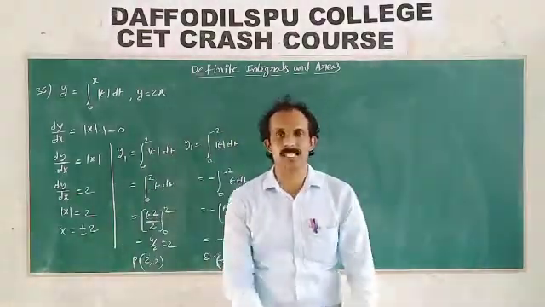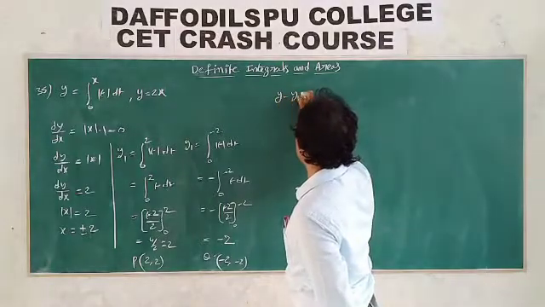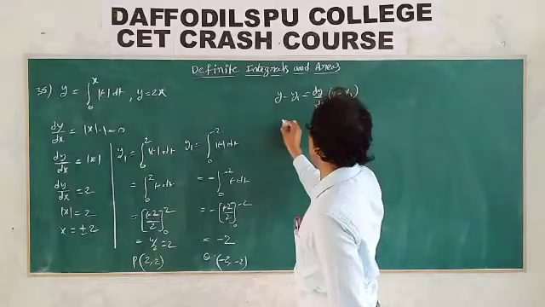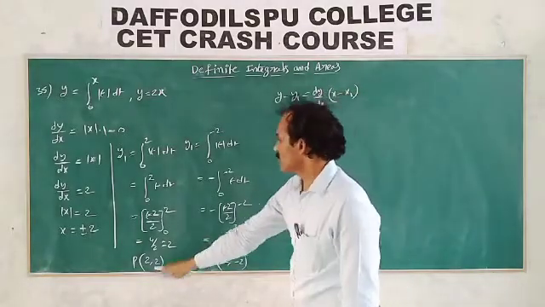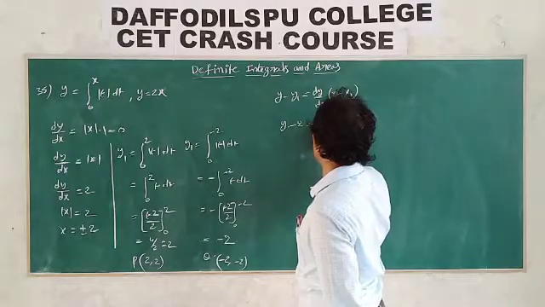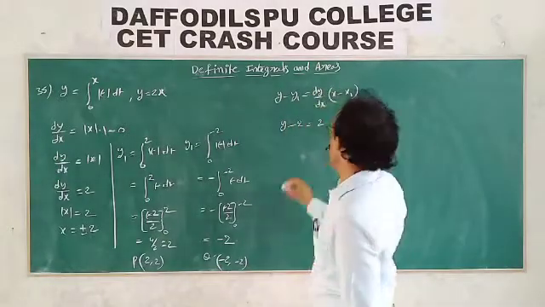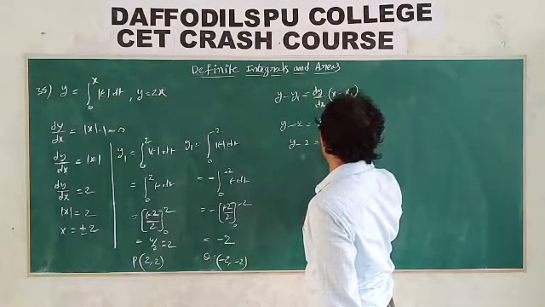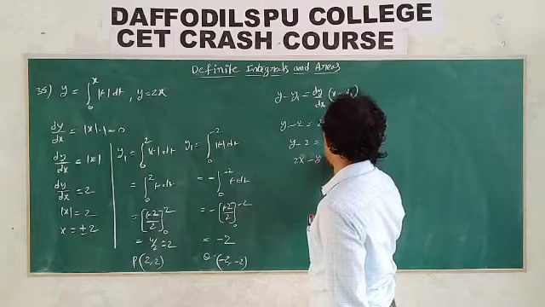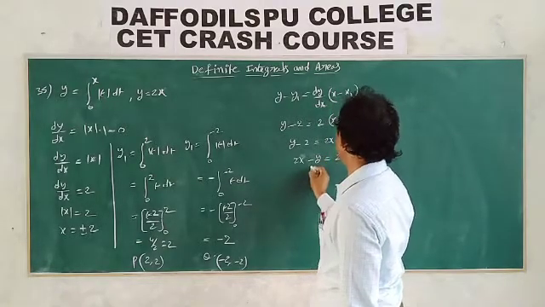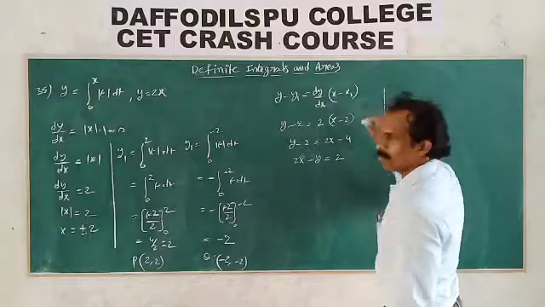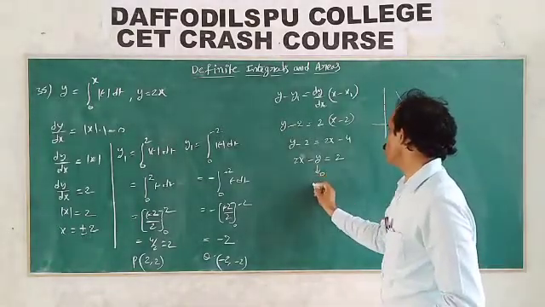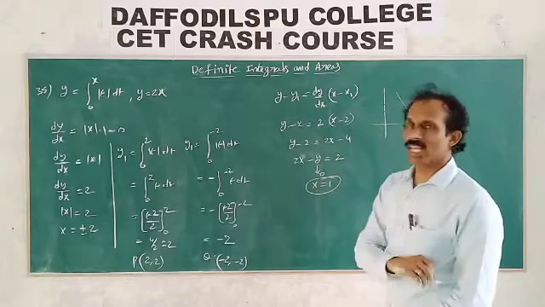Now find the tangents. What is the tangent equation? y minus y1 is equal to dy by dx into x minus x1. For this point, y minus y1 is equal to the slope, 2, of x minus 2. So y minus 2 is 2x minus 4, so 2x minus y is equal to 2. For the intercepts: a line makes an x-intercept when it meets the x-axis, so the y coordinate is 0. So x is equal to 1.